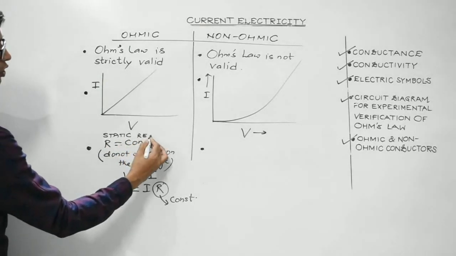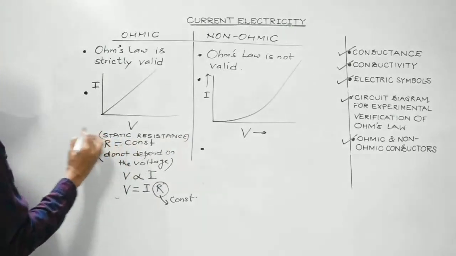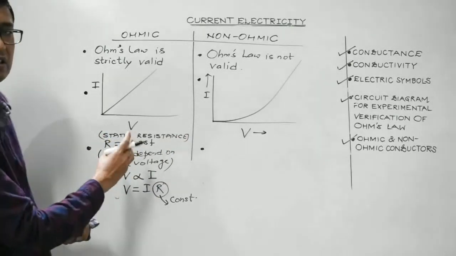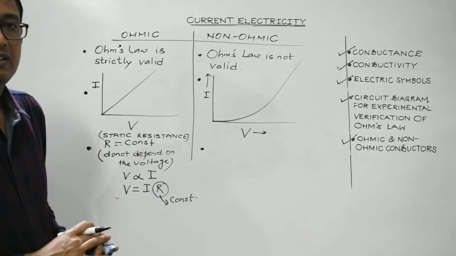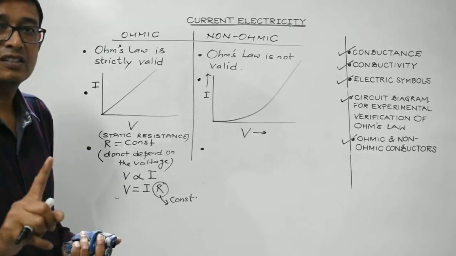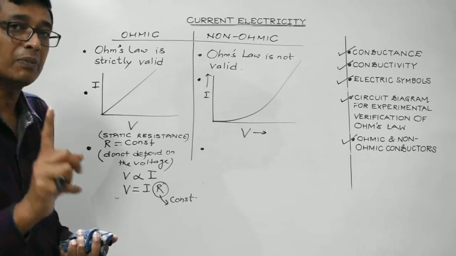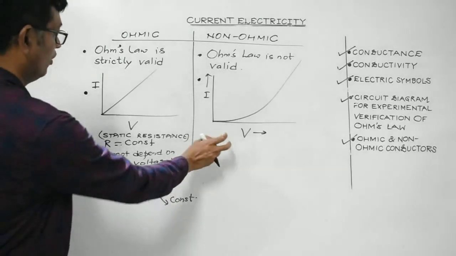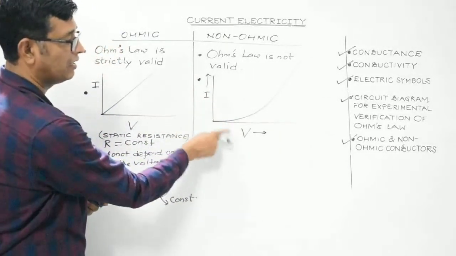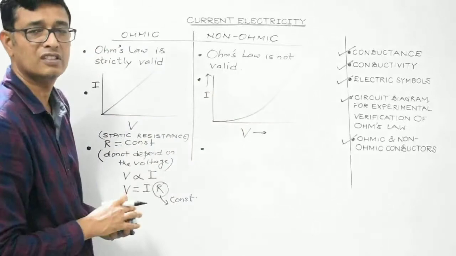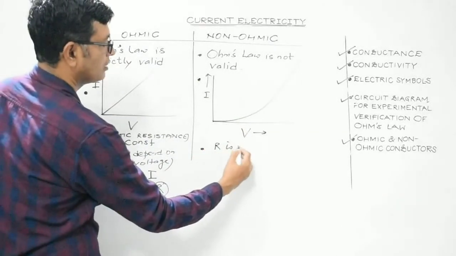Static means which does not change. Static resistance remains in its state of rest; that is, its value remains constant. So static resistance is that resistance which is offered by ohmic conductors and which does not depend on the applied voltage. Right? While on the other hand, non-ohmic conductors. Here, look, the V by I graph, or the slope of this graph, is not constant. Therefore, resistance is not constant. So here, R is not constant.